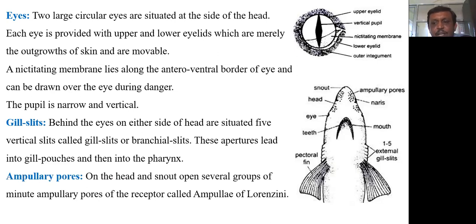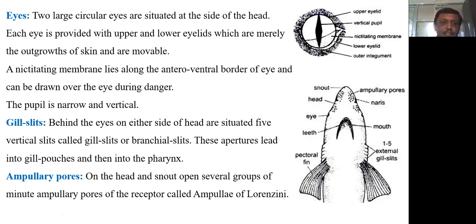Then the last part of the head region, that is ampullary pores. Here in the diagram again we have shown the ampullary pores. These ampullary pores are in the form of very small groups of minute openings or pores, and they are the openings of specialized receptors called the ampulla of Lorenzini. So these ampullary pores are the external openings of the receptors, that is the ampulla of Lorenzini. So this is about the head of Scoliodon.